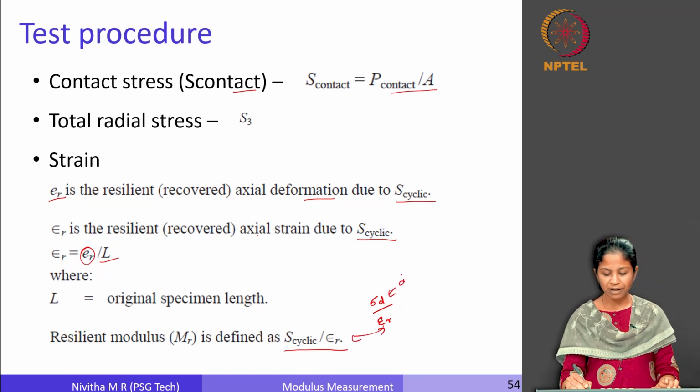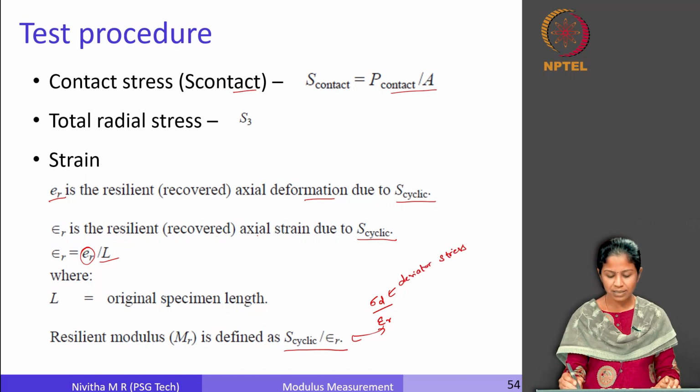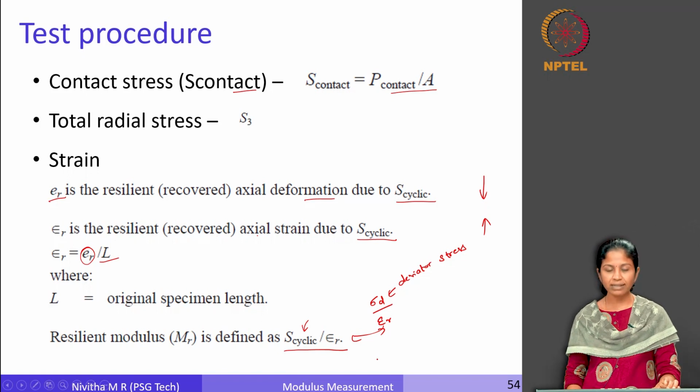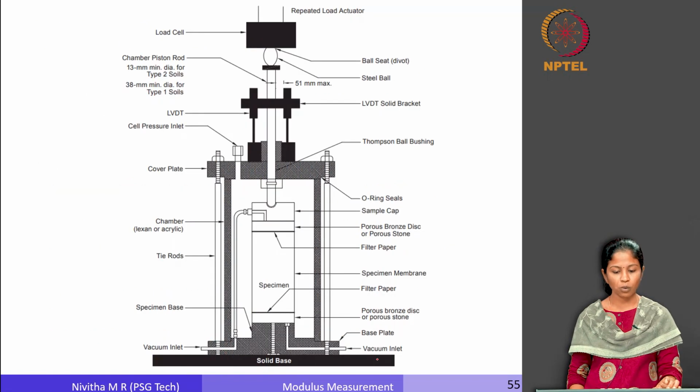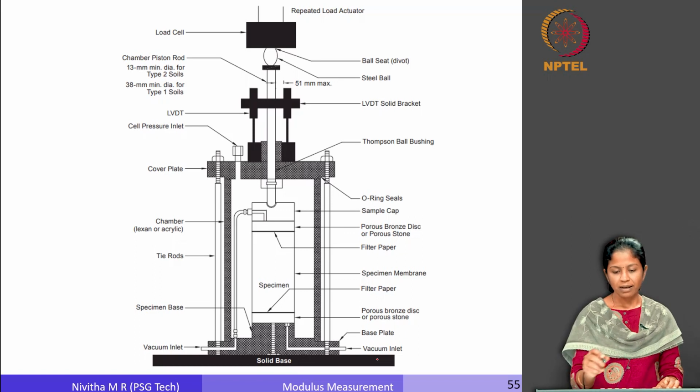Sigma d we defined as the deviator stress, which is nothing but the cyclic stress that is given here. We said deviator stress is nothing but the axial stress over and above the confining pressure, and that is what we are defining as the cyclic stress here. Right. So, these are the terminologies that are used in this particular codal provision.